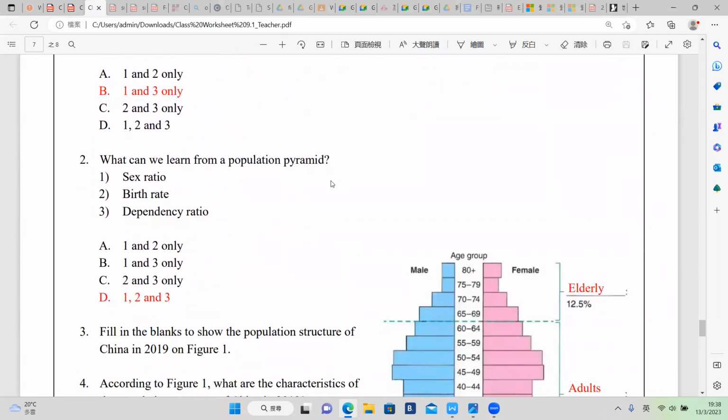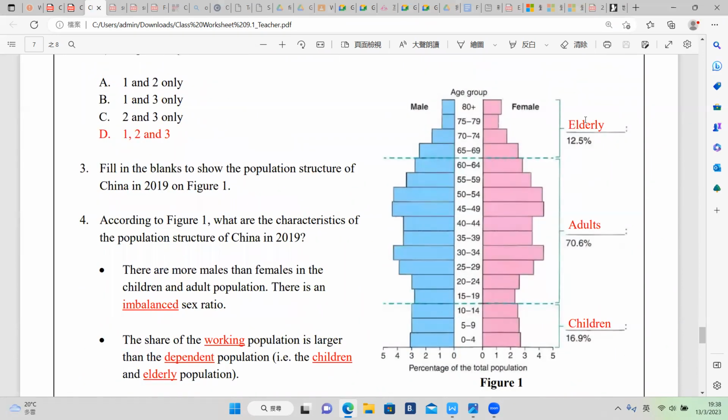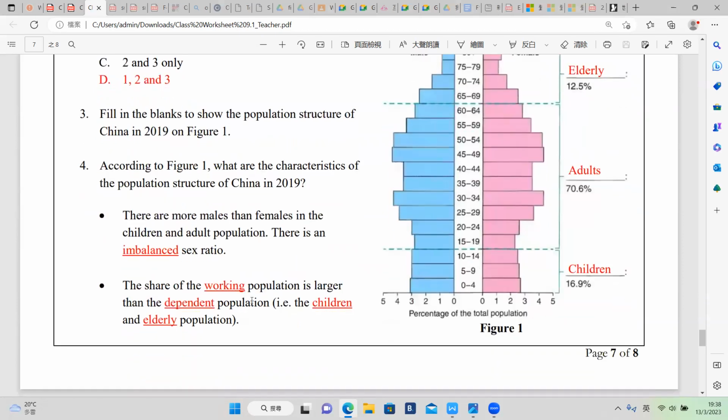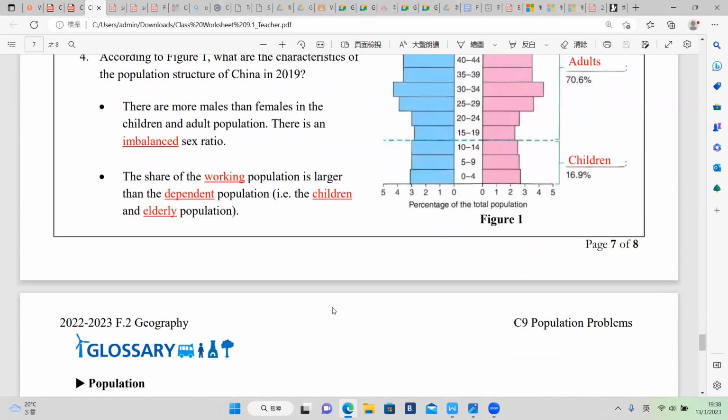And how do we learn from a population pyramid? Sex ratio, birth rate, dependency ratio, we can see both of them. Okay, then elderly, adult, children. In parents, sex ratio, working population is larger than the dependent population, children and the elderly population, which is what we are talking about.